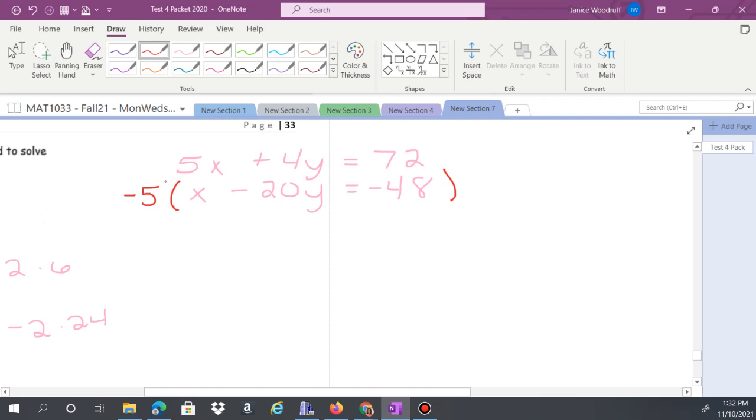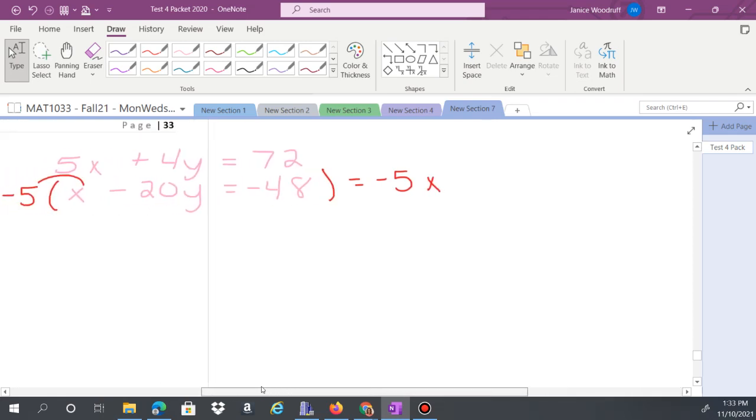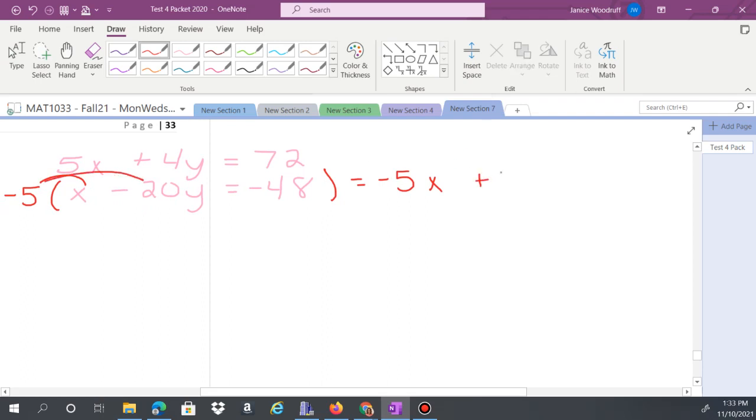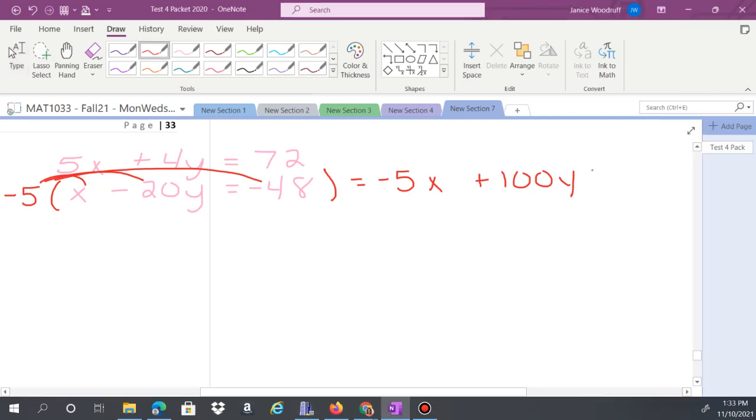All right, so that means this is going to give me negative 5x. Negative 5 times negative 20 is going to give me a positive 100y, and negative 5 times negative 48 is positive 240. Okay, we're going to bring this equation over. And now we're going to add them.